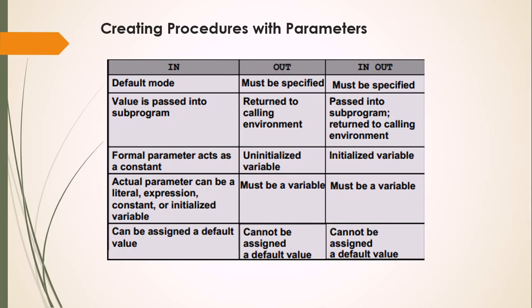Creating procedure with parameter. IN is the default mode: value is passed into subprogram. Formal parameter acts as a constant. Actual parameter can be a literal, expression, constant or initialized variable, and can be assigned a default value. OUT must be specified: returned to calling environment, uninitialized variable, must be a variable, cannot be assigned a default value. IN OUT must be specified: passed into subprogram and returned to calling environment, initialized variable, must be a variable, cannot be assigned a default value.